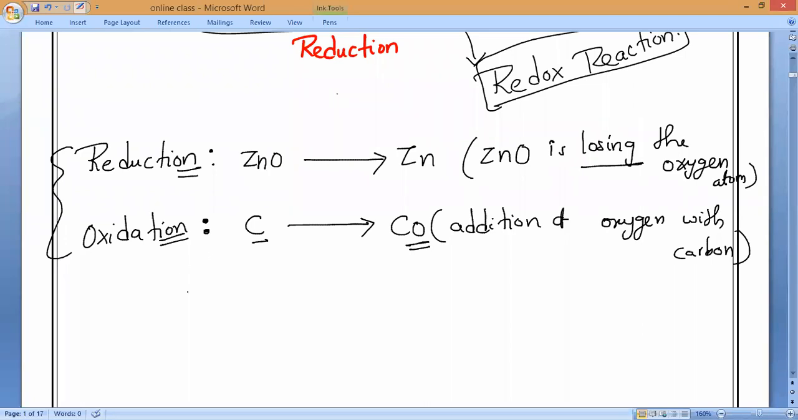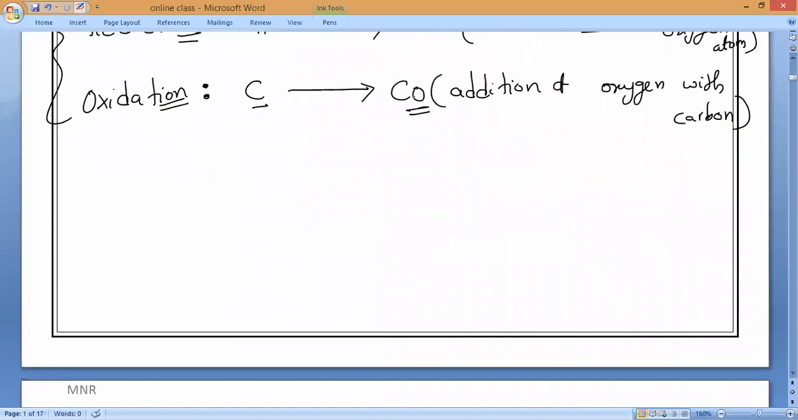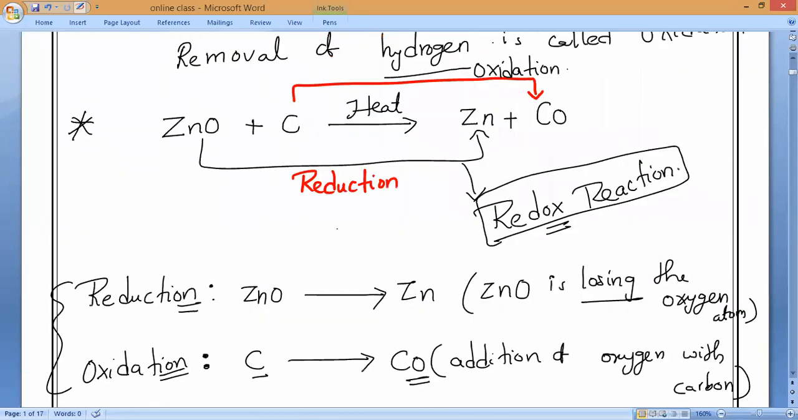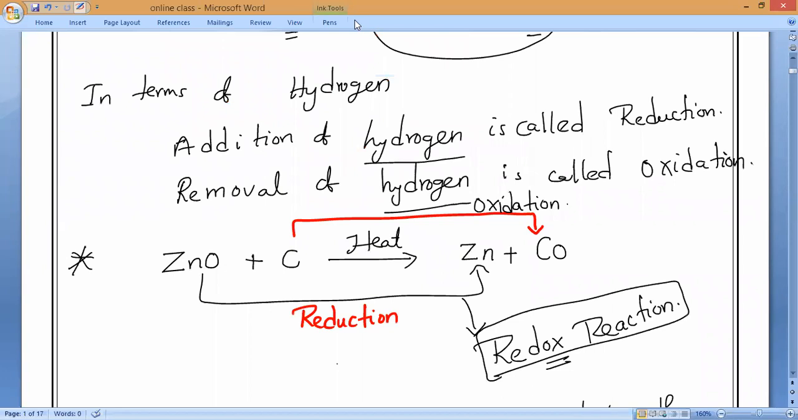Then what is that reaction called? A redox reaction. A single redox reaction is taking place, with both oxidation plus reduction. That is called a redox reaction. So this is the simple definition of oxidation and reduction. Can you understand, everybody? Have you understood or not?